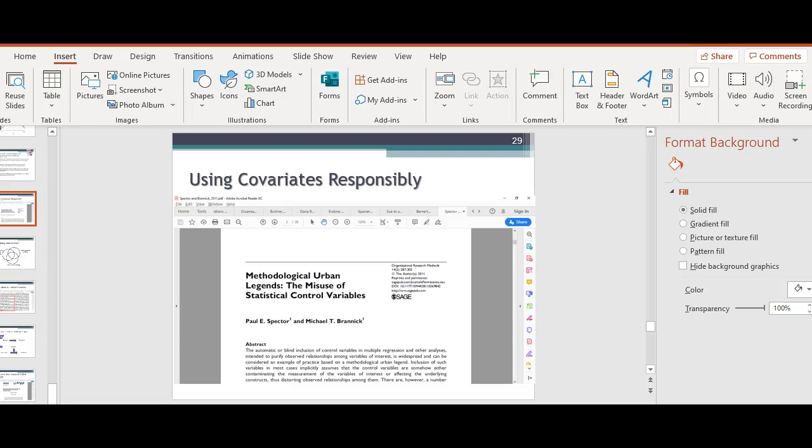I don't think that this course would be complete without a brief discussion about using covariates or control variables responsibly in our work. Using covariates in a wise way has been talked about in a couple of pieces. I think it's important for us to know they exist, at least for reference. The first one here is Spector and Brannick, and that is an older piece, and it's very conceptual. They gave a few examples, so hopefully you saw the questions that accompany this article online.